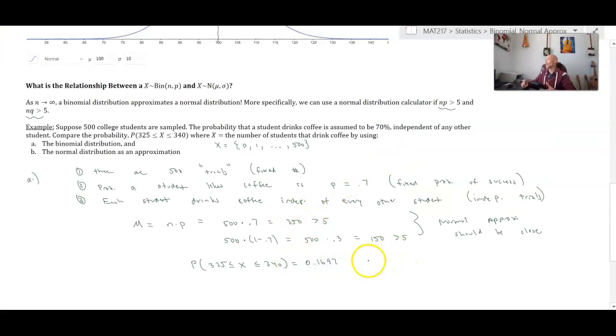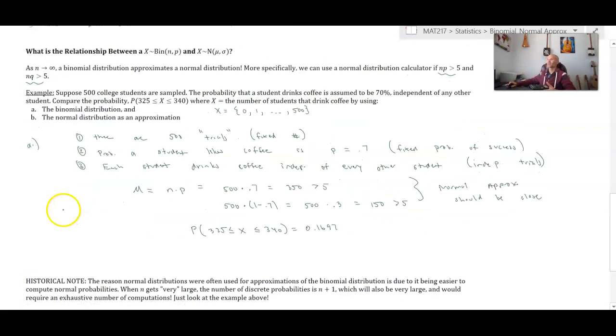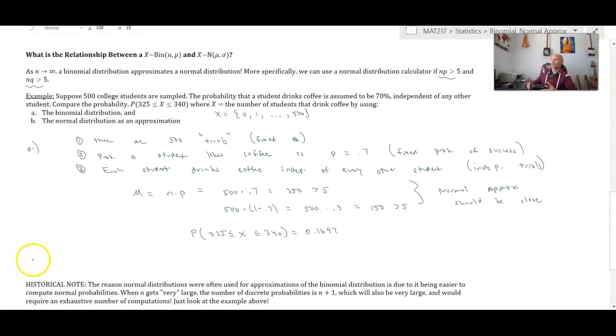So this comes out to 0.1697. There's about a 17% chance that we collect this data, we ask the students, do you drink coffee, and the likelihood that between 325 and 340 of them said yes, I do like coffee, is about 17%. Okay, now let's do part B. So we've met the conditions.